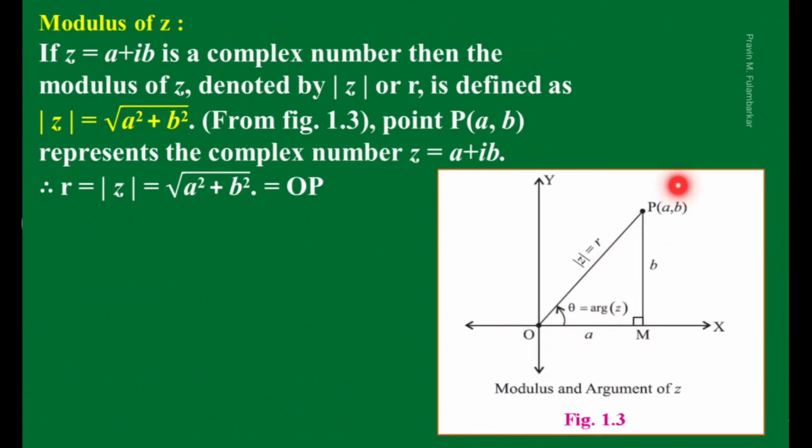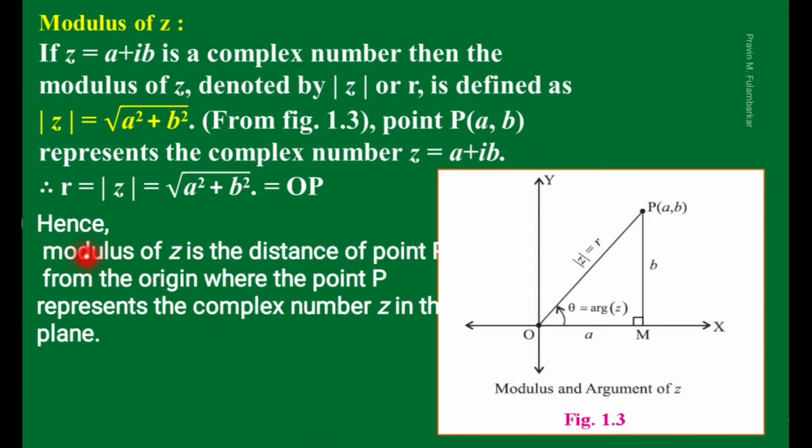Or you can use the Pythagoras theorem also, because this is a right angle triangle. This OMP is a right angle triangle, so by using the right angle triangle you can find the value of r, that is the modulus of z. Hence the modulus of z is the distance of point P from the origin, where the point P represents the complex number z in the plane. So modulus means the distance of that point P from the origin.